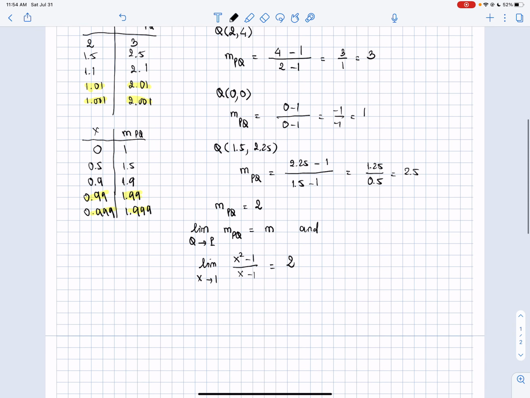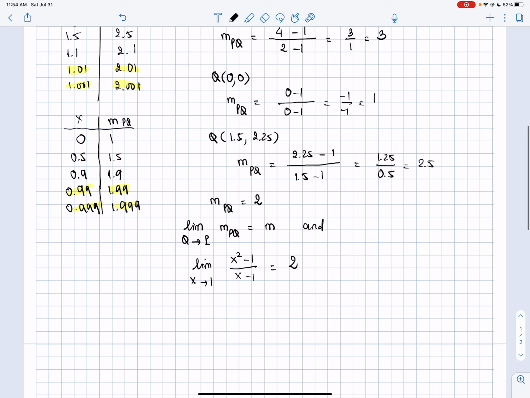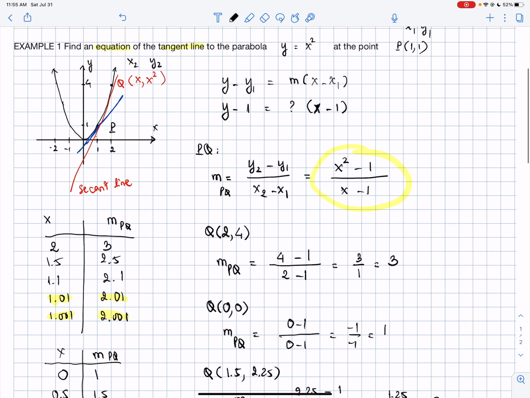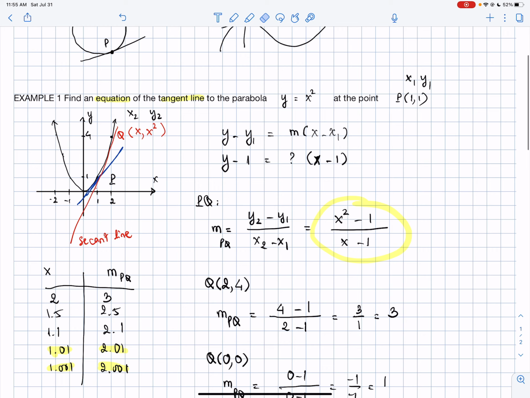So the slope of the secant line approaches 2, and we can say that the slope of the tangent line is 2. Now we go back to the equation. We plug 2 into this equation, open parentheses, combine like terms, and solve for y. We will get the equation of the tangent line: y equals 2x minus 1.